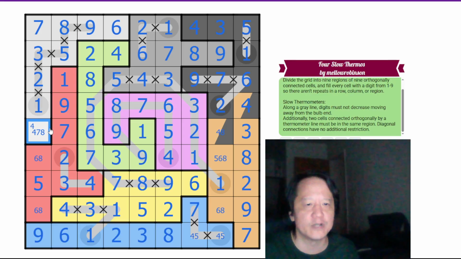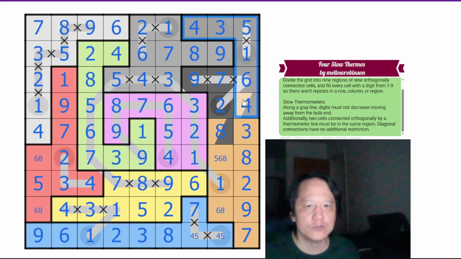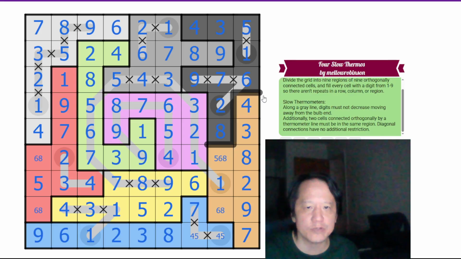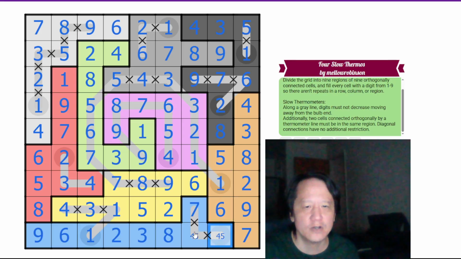7, no 7 or 8 there. It's 4, which makes this 8. So dark cannot contain another 4, so this is not dark, it's orange. This can't be orange then, so that's dark. And these are the regions. 8 eliminates 8 here, so it's 6 and 8. This can't be 6 or 8, it's 5, which leaves this as a 6. And 5 eliminates 5 here, so that's... Oh, we knew this had to be 4 and 5. Anyways.